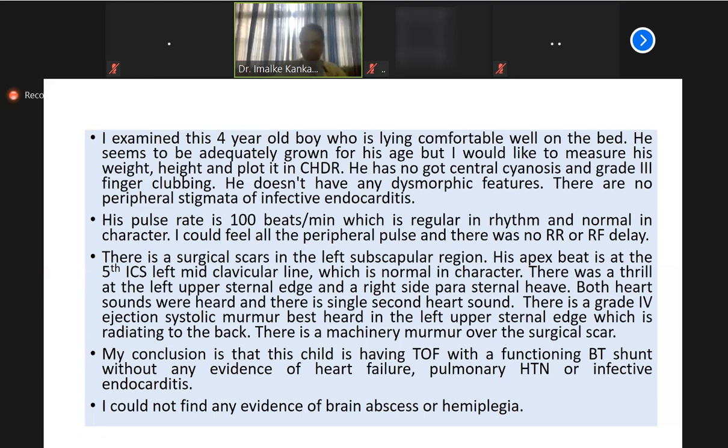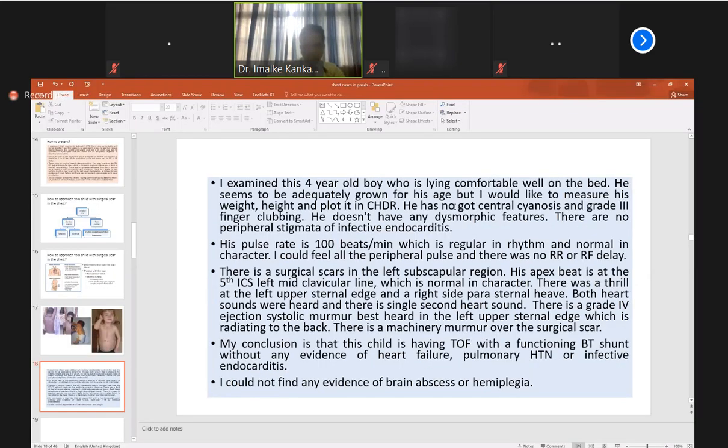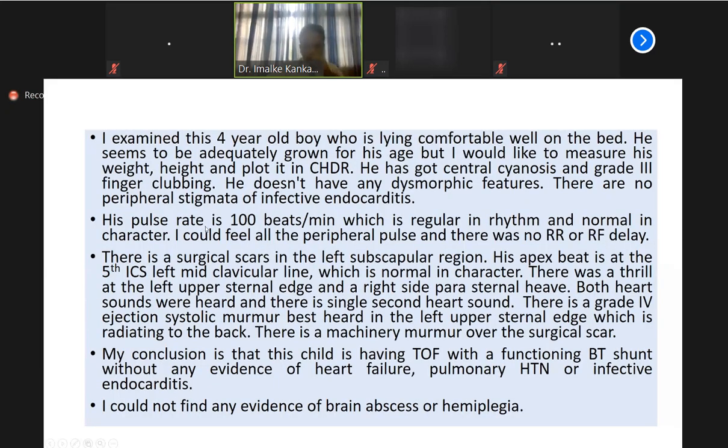So I examine this 4-year-old boy who is lying comfortably on the bed. He seems to be adequately grown for his age, but I would like to measure his weight and height and plot them on the chart. He has got central cyanosis and grade 3 finger clubbing. He doesn't have any dysmorphic features. There are no peripheral stigmata of infective endocarditis. His pulse rate is 100, regular in rhythm, normal in character. I could feel all the peripheral pulses.